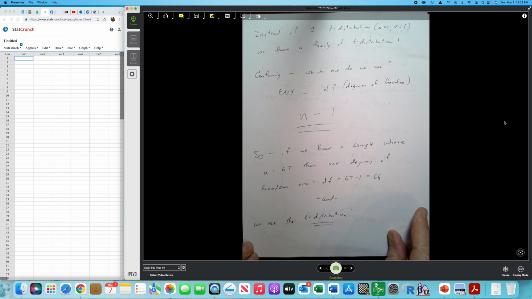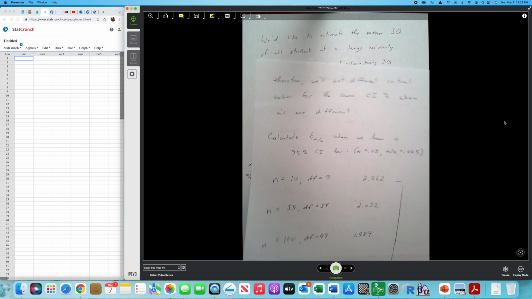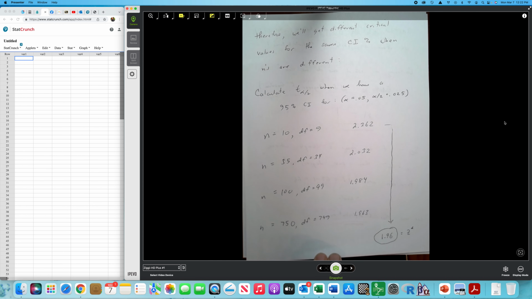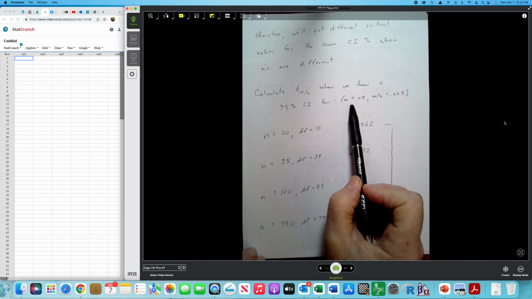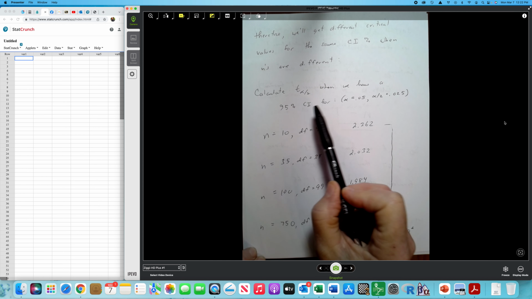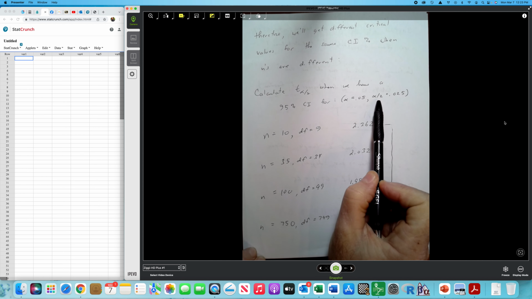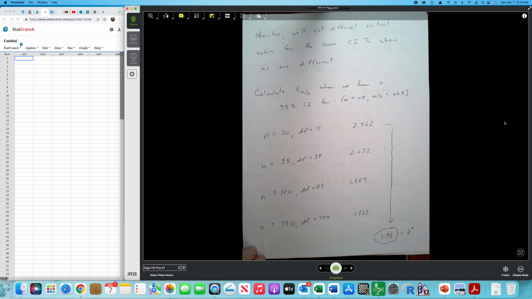It's going to become really clear once we dive into StatCrunch. Therefore, we're going to get a different critical value for the same confidence interval percentage when our sample sizes are different. Let me illustrate this. Let's say we are focused on estimating a population mean, and we are set on using a 95% confidence interval. Remember, if we're using a 95% confidence interval, then our alpha is 0.05, because 0.95 plus our alpha has to be 1. And then alpha over 2, for obvious reasons, should be 0.025.